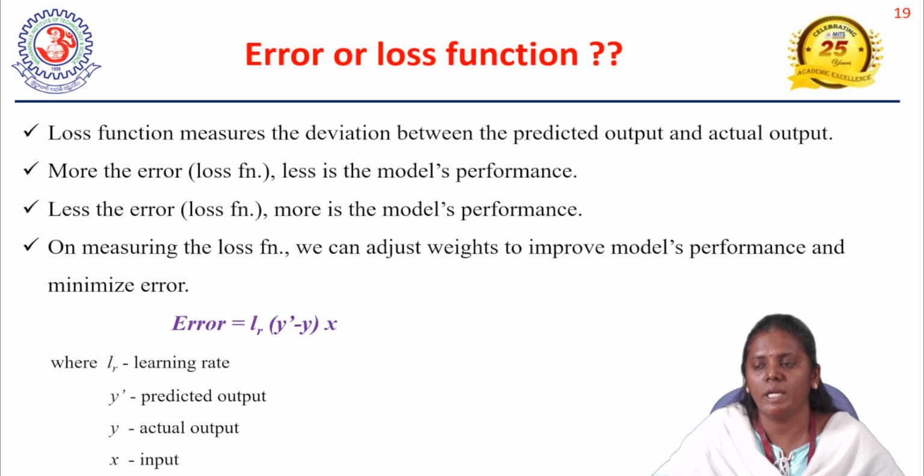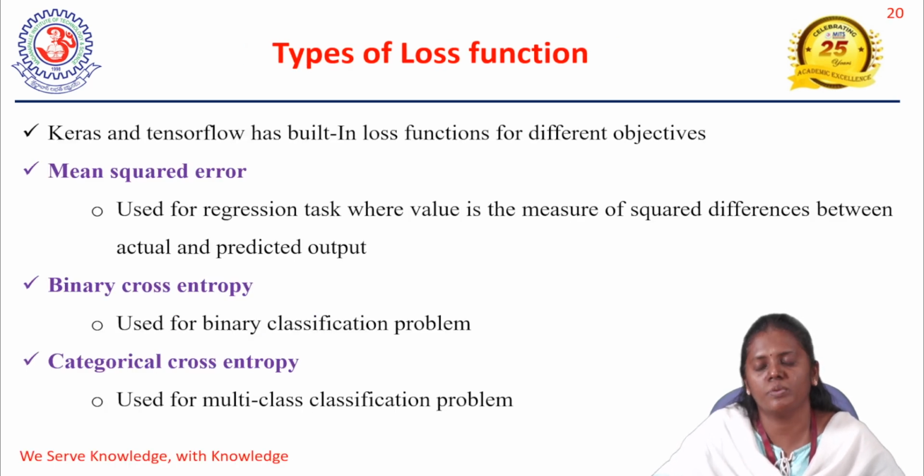And then y dash represents the predicted output by my deep learning model. Y represents the actual output that is expected from the model, and x is the input. So how we can measure the error is nothing but y dash minus y multiplied by x, and it is again multiplied by the learning factor, or you can say learning rate, LR. So the less the error, the more the performance. The more the error, the less the performance. Inversely proportional.